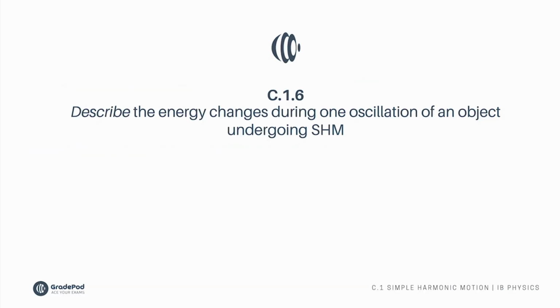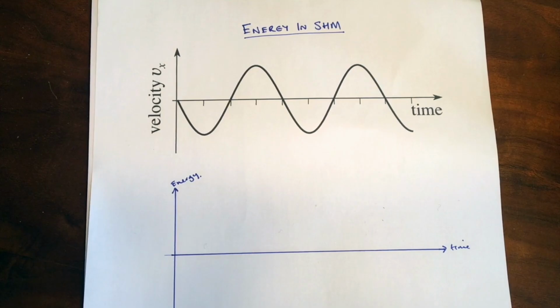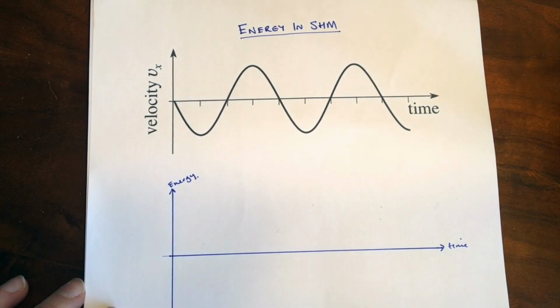In Theme A, we looked at energy. We looked at different types of energy and how they can change within one system. We're going to take that knowledge of potential energy and kinetic energy, and we're going to apply it to an object undergoing SHM. This part of the tutorial looks at how the energy changes in SHM.